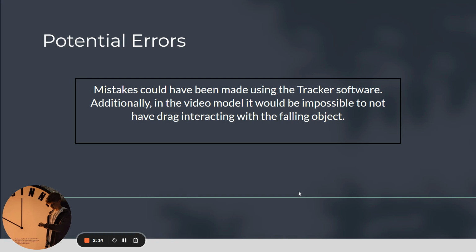Potential errors: mistakes could have been made using the Tracker software. Additionally, in the video model, it would have been impossible to not have drag interacting with the falling object. So the computational model could have had some slight errors in it.